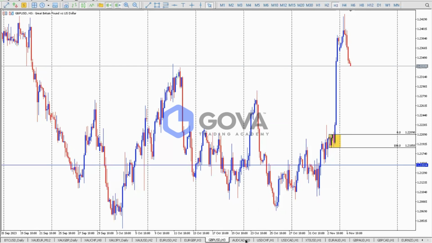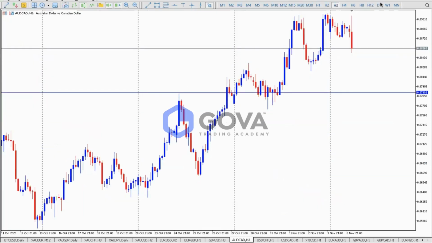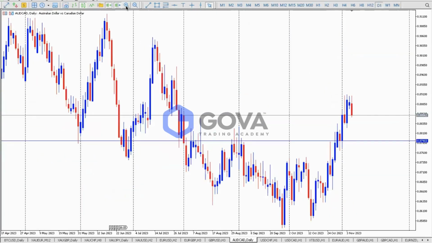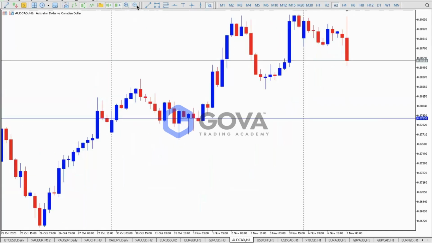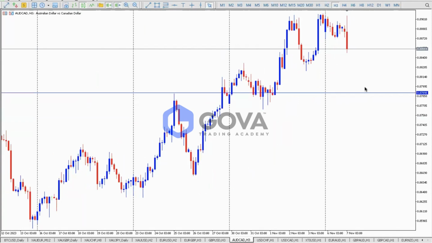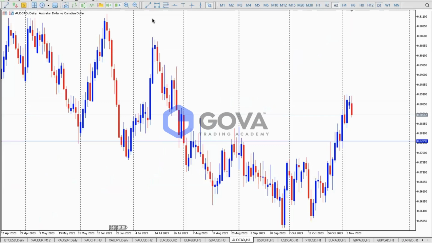Let us analyze AUD CAD. On AUD CAD, this is where our monthly equilibrium line is. The next thing is to check on the H3 time frame. We can see that we have our blue line below and our green line above, which means we have a buy alignment. In a buy alignment, we switch to the D1 time frame.